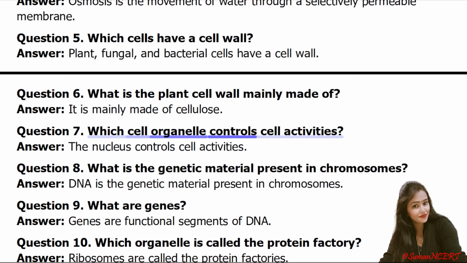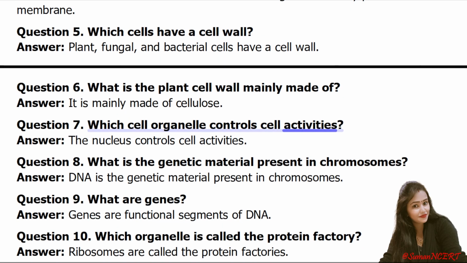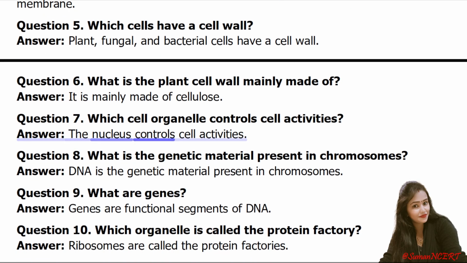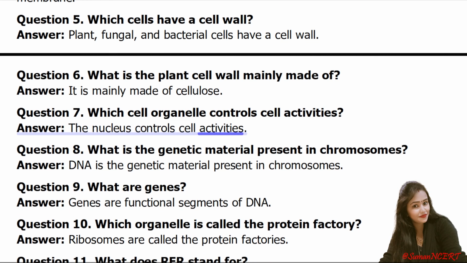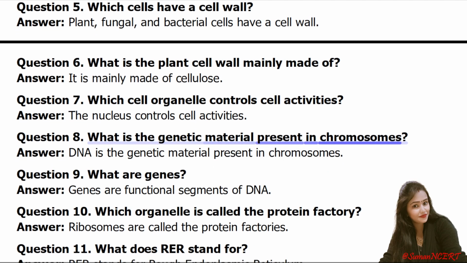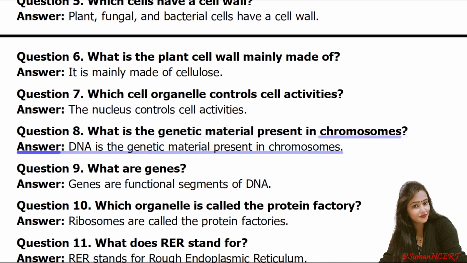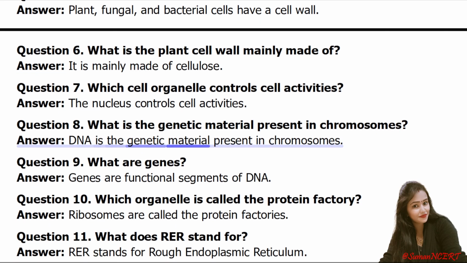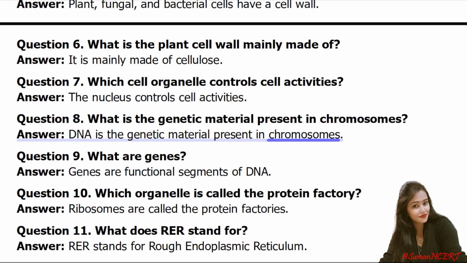Which cell organelle controls cell activities? Answer: The nucleus controls cell activities. Question 8. What is the genetic material present in chromosomes? Answer: DNA is the genetic material present in chromosomes.